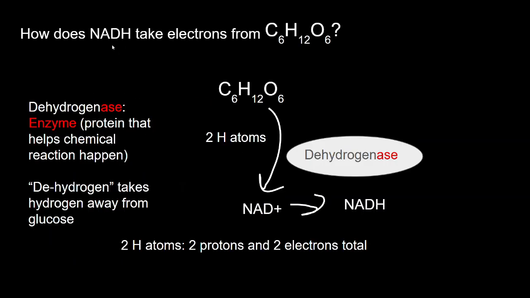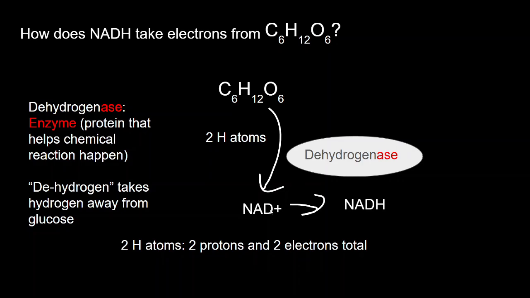So we've got to answer, how does NADH take electrons from the glucose? And that is using an enzyme called dehydrogenase. Dehydrogenase is aptly named because it takes two hydrogen atoms from the glucose. And by the way, guys, an enzyme is a protein that helps a chemical reaction, such as this one, happen. Dehydrogenase takes the two hydrogen atoms from the glucose and gives them to NAD+. And if you guys need a little refresher on chemistry, a hydrogen atom is just a proton and an electron surrounding it. So by taking away two hydrogen atoms, it is also taking away two electrons.